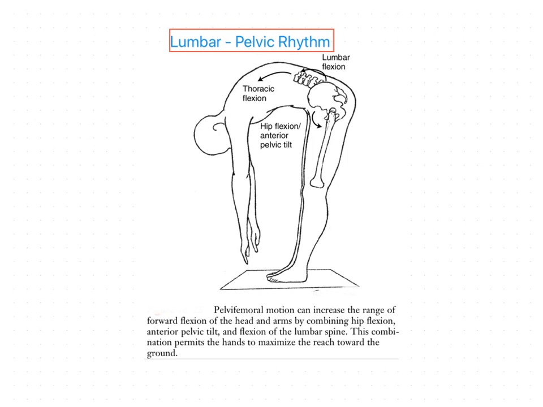Either the head and trunk will follow the motion of the pelvis, or the head will continue to remain relatively upright and vertical in spite of the pelvic motions. So these are the two possible outcomes.